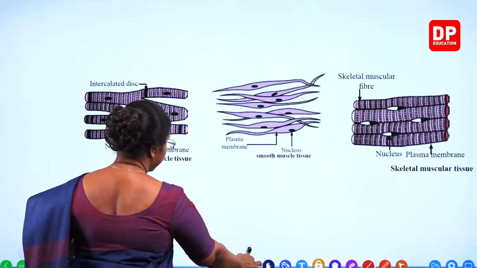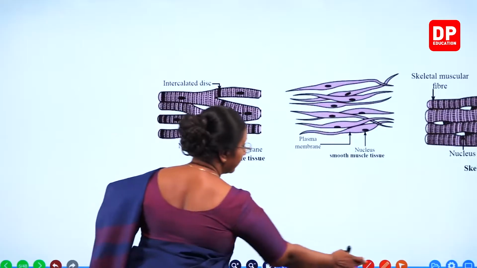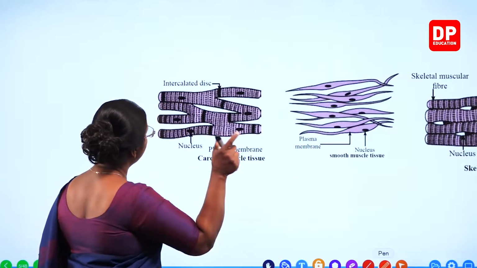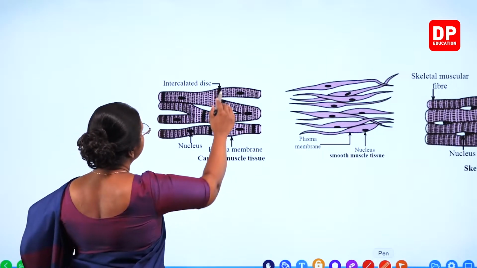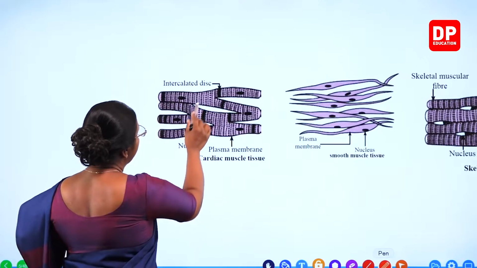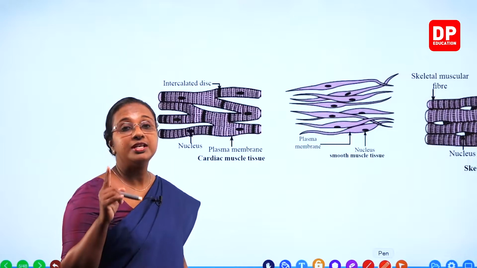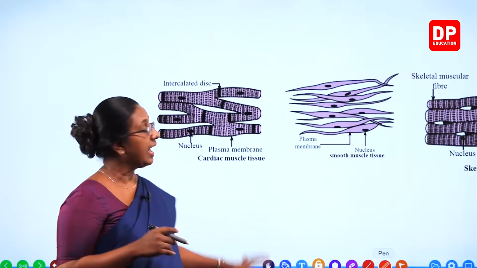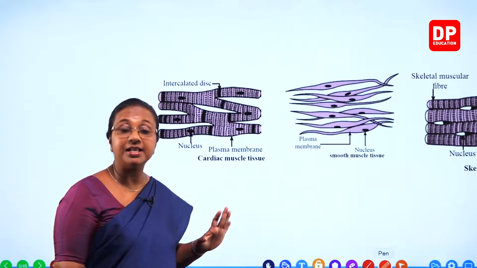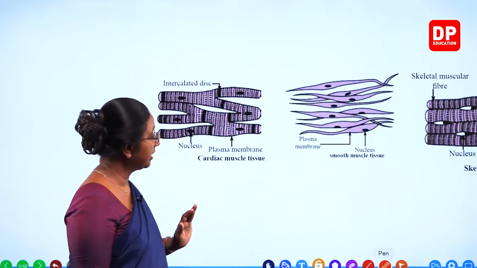Here you can see the first one is cardiac muscle tissue. If you look at the cardiac muscle tissue, students, you all can see they are branched short cells and they are separated by these intercalated discs. There are cross striations and within one cell you can see there is one nucleus. So it is uninucleate and these are involuntarily controlled and also they do not get fatigue. Those are the features of cardiac muscle.